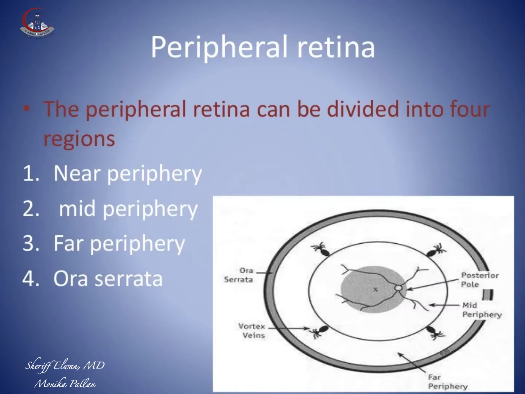The periphery of the retina can be divided into the mid-periphery, the far periphery, and the ora serrata. Some authors like to add the near periphery.